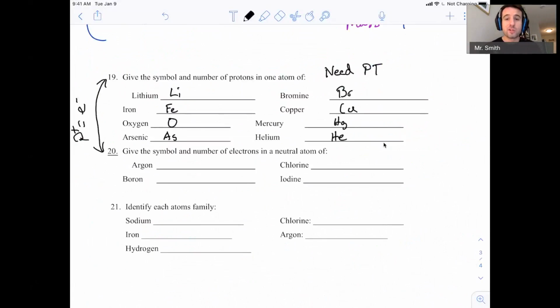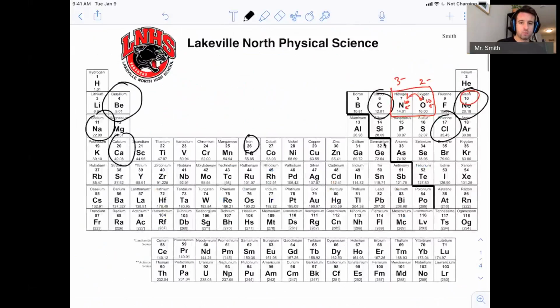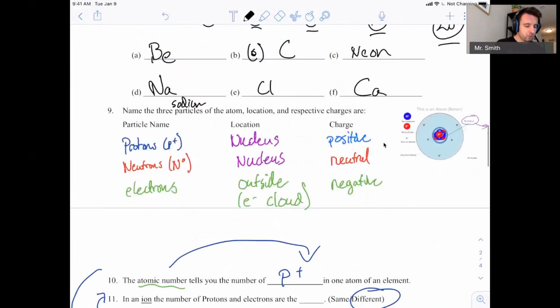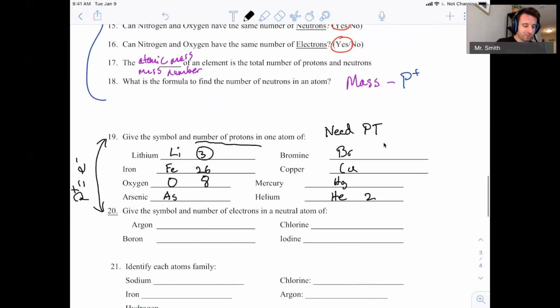So that's really easy for me because I know the periodic table. You might have to spend a little bit more time looking back and forth. The other thing you're going to have to spend some time on is determining the number of protons. Lithium always has 3. Iron has 26, I want to say. Just double check that. Yep, 26, right here. Moving on, oxygen has 8. Bromine, I'm drawing a blank on some of these. Helium, I know, has 2.